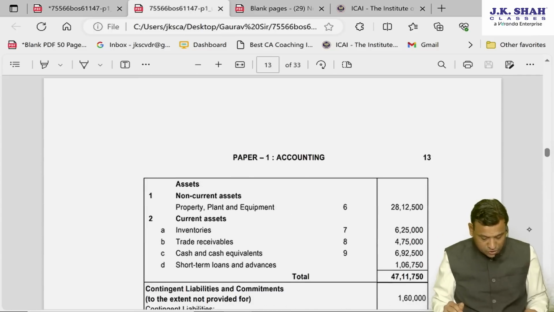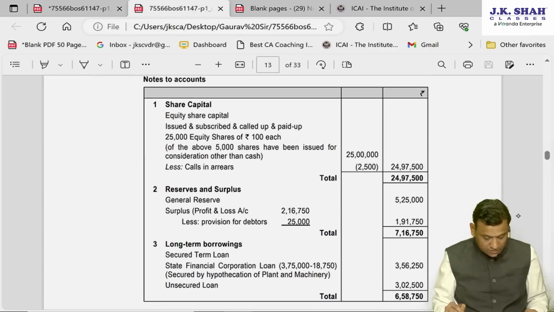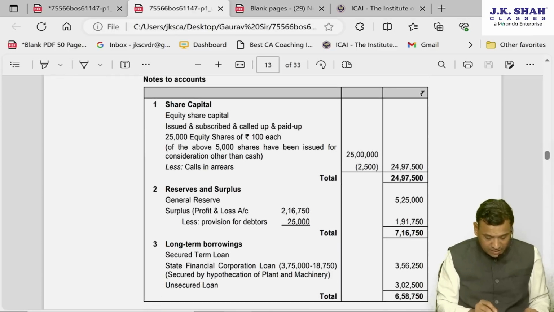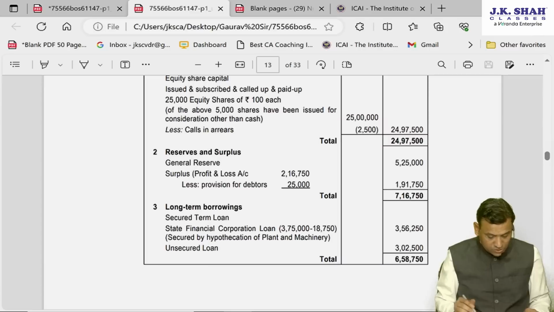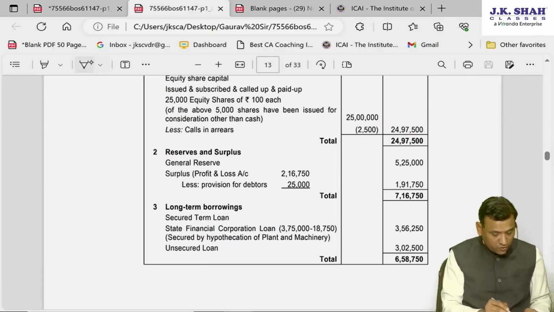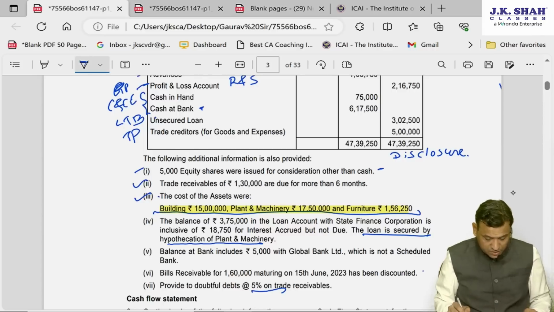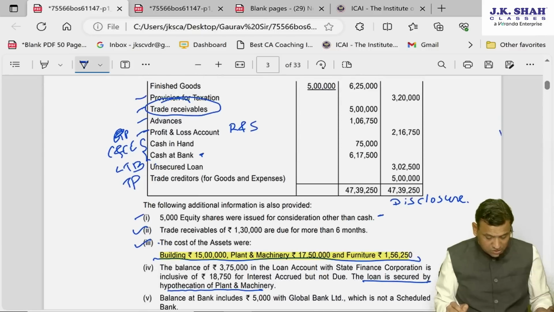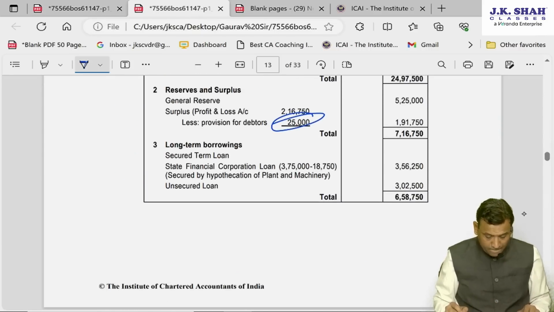Here friends, we have our solution. See, very simple. Equity share capital 225 lakhs less calls in arrears. Reserves and surplus, in which we have general reserve, profit and loss, and this provision for bad and doubtful debts of 25,000, which the question had said 5% on your trade receivables. So 5 lakh into 5%, which was 25,000.